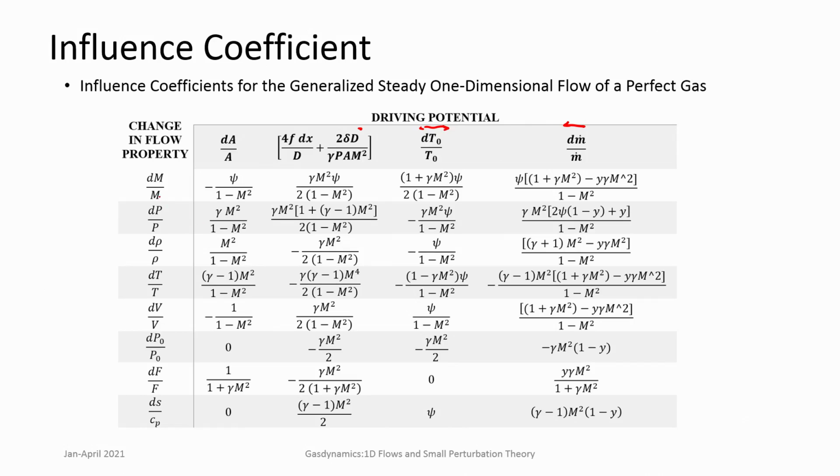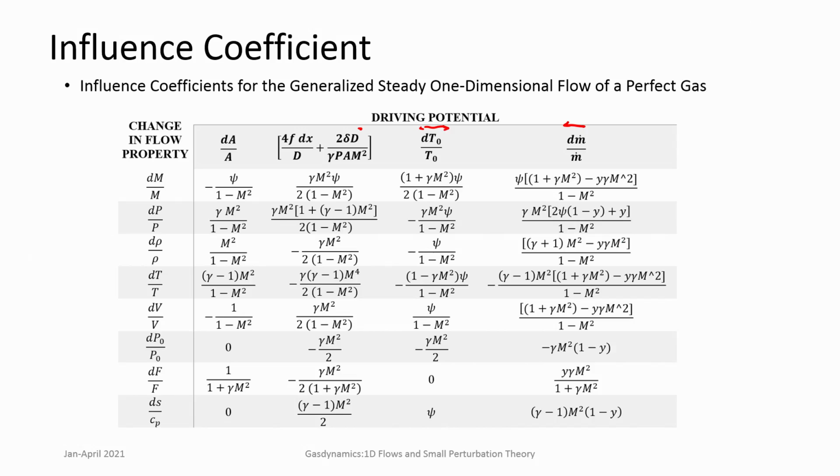So, if you consider dM by M, how does Mach number change? It has an influence coefficient associated with the driving potential dA by A, plus an influence coefficient due to frictional forces multiplied by this quantity, plus an influence coefficient due to dT naught by T naught multiplied by T naught. So for every flow property we can write an influence coefficient for the corresponding driving potential.